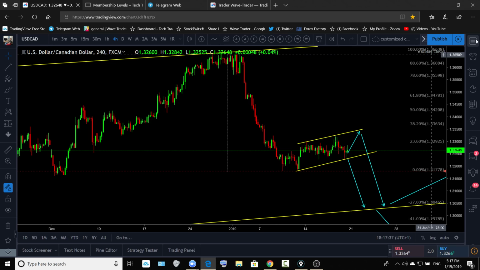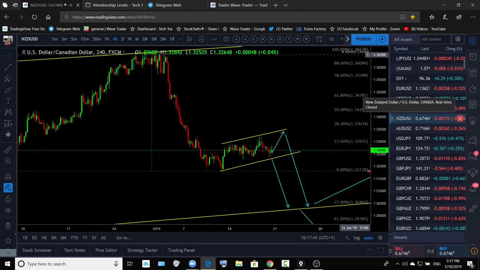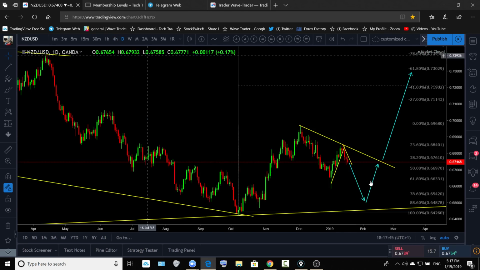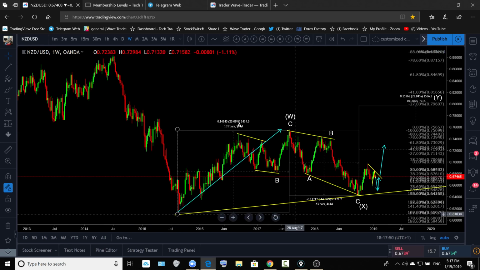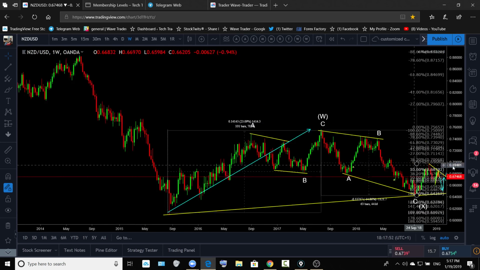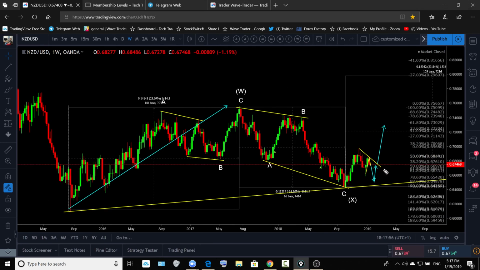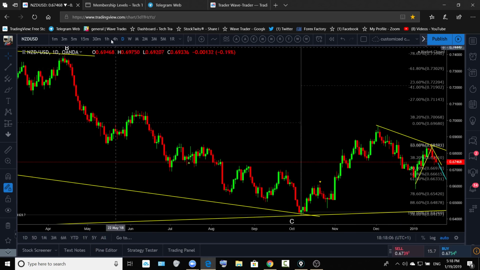All right, so that's your dollar CAD, and the Kiwi dollar. Okay, so a bigger chart is the same. You guys know that I have shown you before that we are looking for Kiwi dollar to form a correction and continue to go higher for longer term. So for next week, you guys can go for a short term sell on the Kiwi dollar. Just make sure you trade with care.